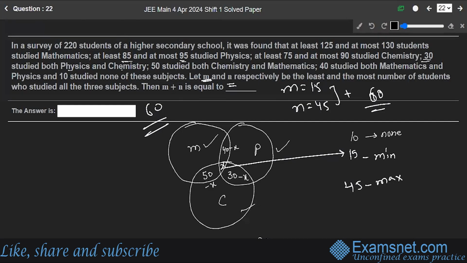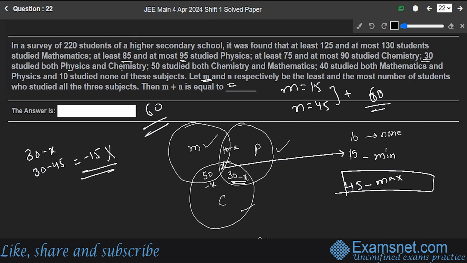I think there is one mistake over here. I can't take 45 as a maximum number. The reason being 30 minus x in this case will be negative, which is absolutely not possible. See, here is a catch.